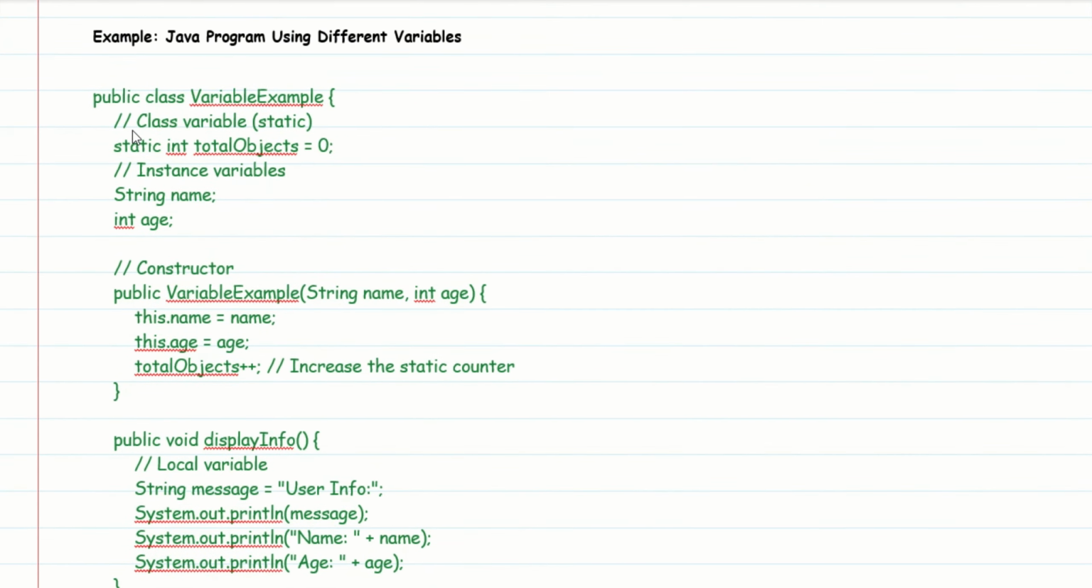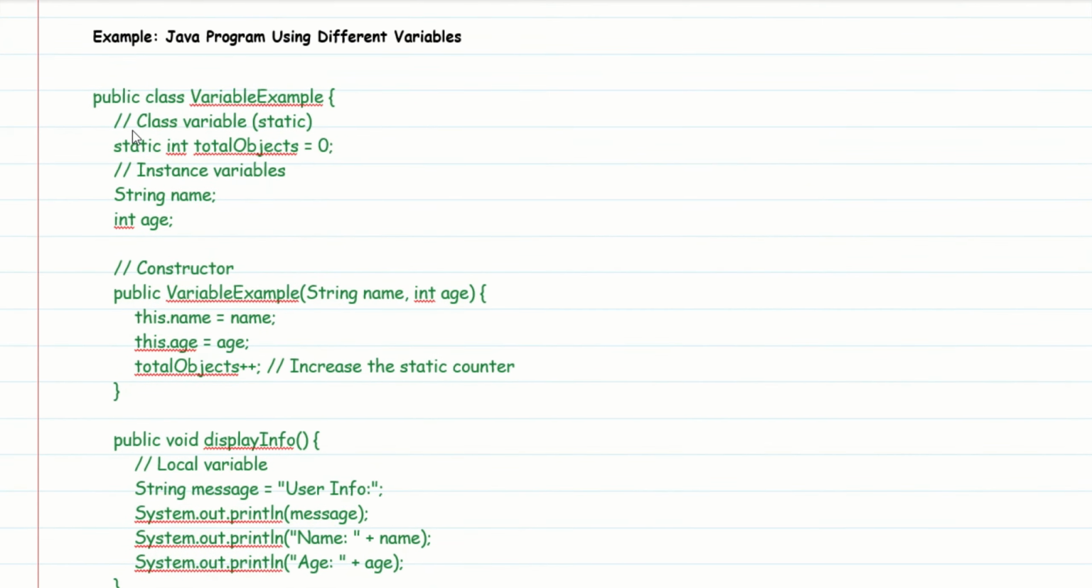Then we also have a local variable, which is defined within a method. As I mentioned, the variable we start with is the static or class variable. Total objects is a class variable declared with the static keyword, which belongs to the class, not to any specific object. It's shared among all the instances, and it is used to keep track of how many variable example objects were created.